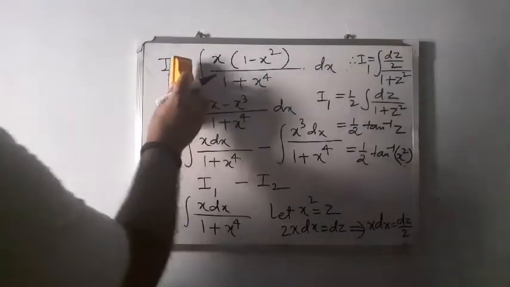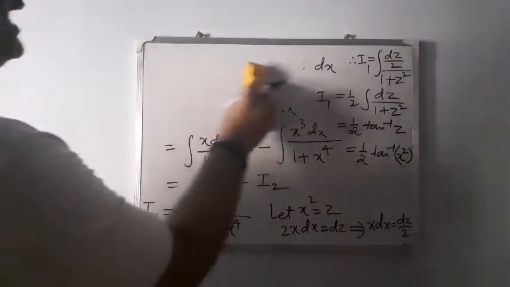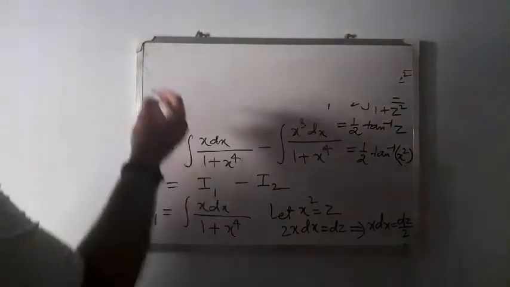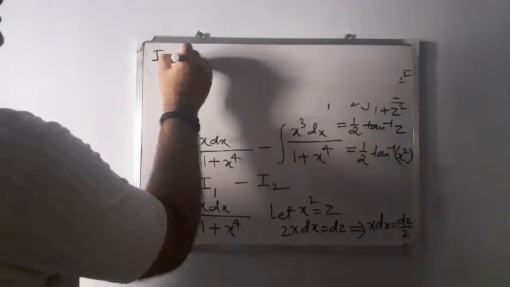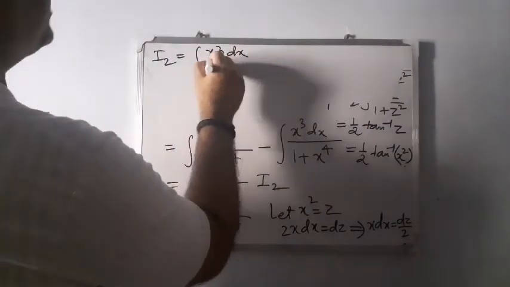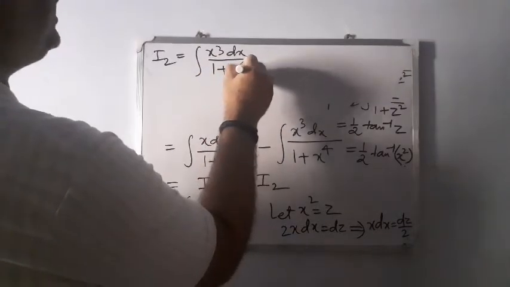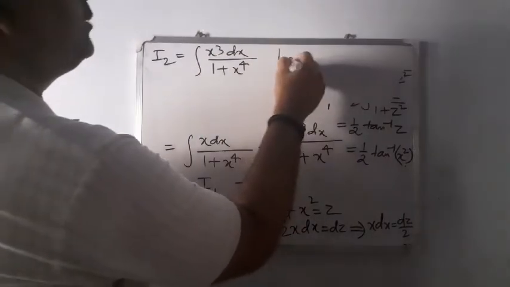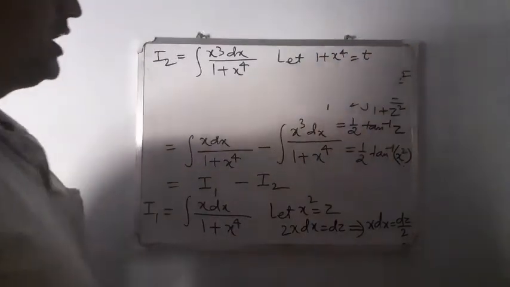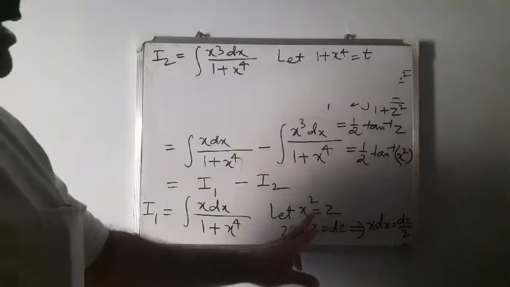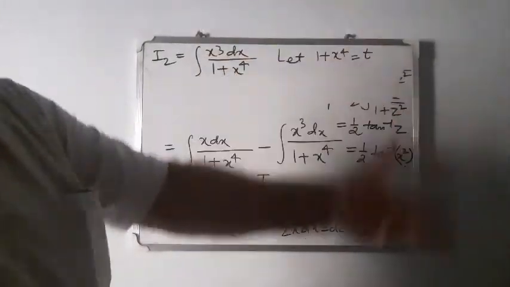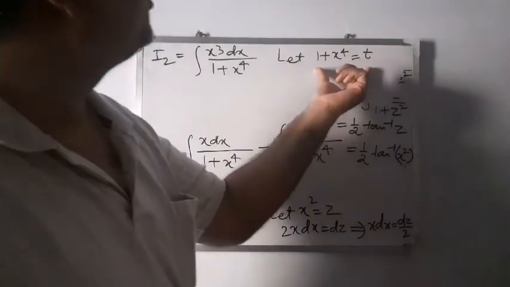Now, we will take the second one, that is I2. I2 is equal to the integral of x cube dx by 1 plus x power 4. So now we can write, let 1 plus x power 4 is equal to t. Boys, remember, once you have assumed x square as z, then you can't assume z here. You have to assume some other variable, say 1 plus x power 4 is equal to t.